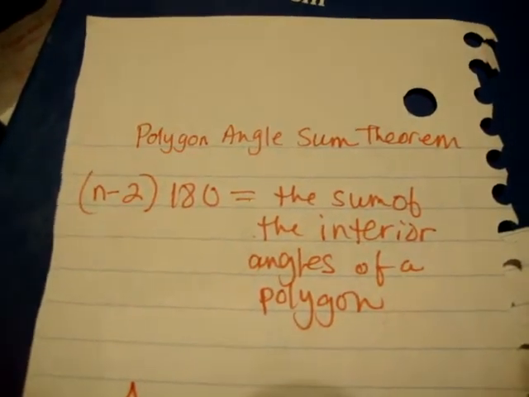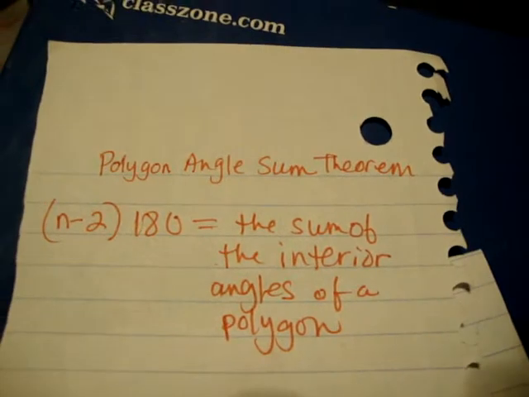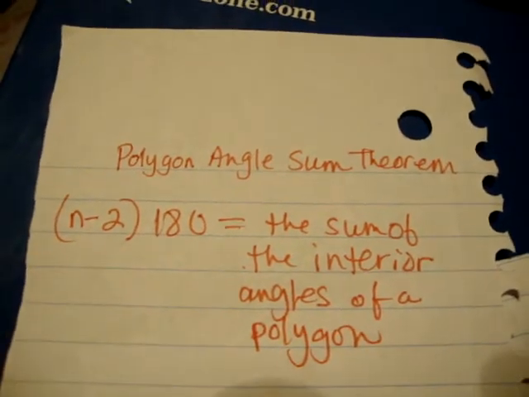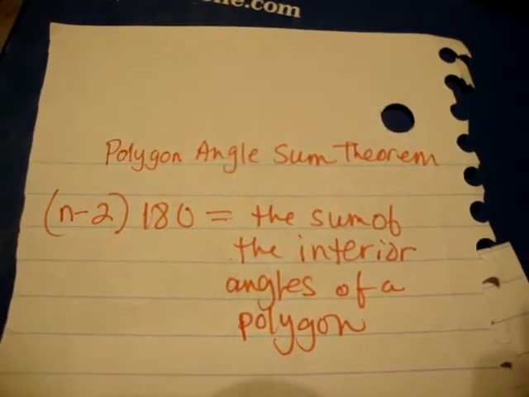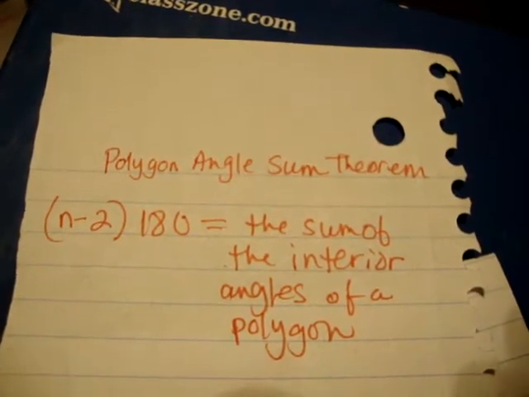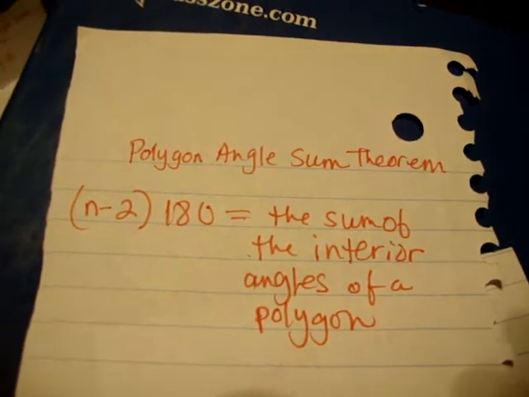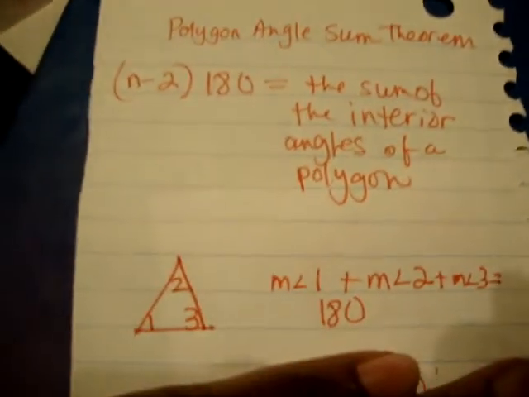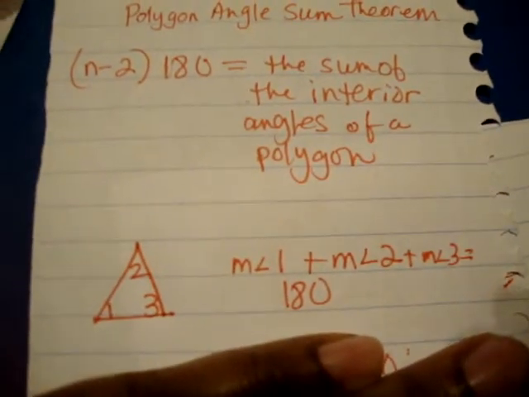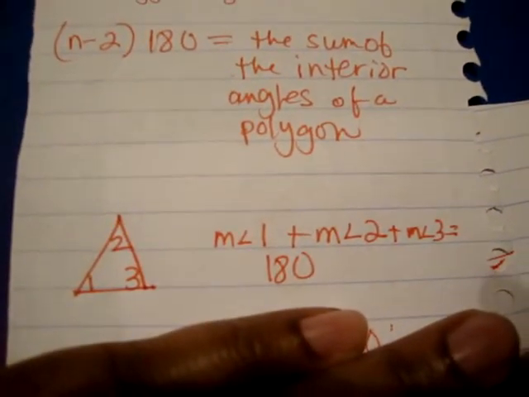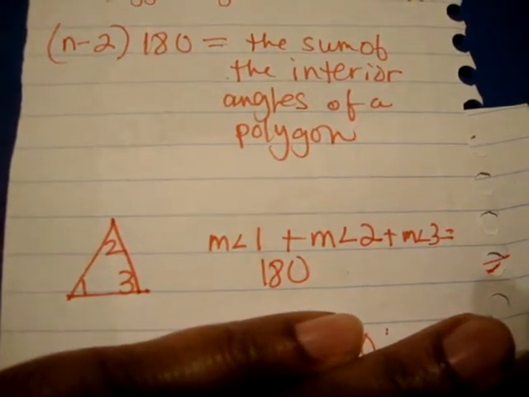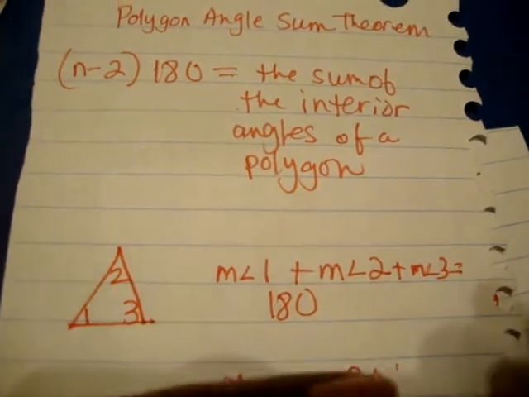Alright, you all have already dealt with one polygon before, and you don't have to write this next thing down. The polygon that we've dealt with before has been the triangle. Everybody knows that the angles of a triangle are going to give us 180 degrees. So let's take a look at this triangle. We know that angle 1 plus angle 2 plus angle 3 is equal to 180 degrees. And that's just common knowledge.